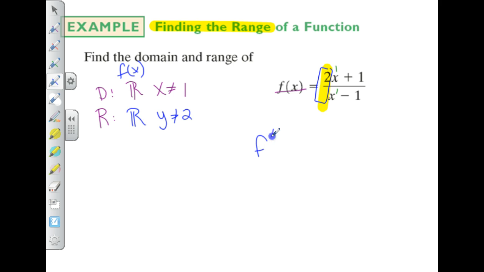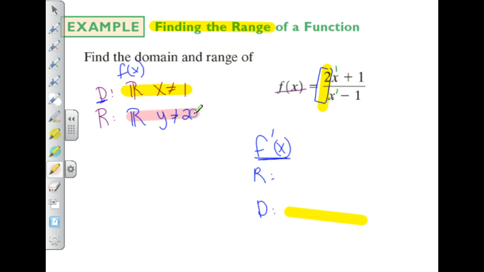To find the domain and the range of the inverse function, you don't have to graph it. You don't need to find the inverse function. All we know is that the domain becomes the range, and the range becomes the domain. That's what inverse means. So this was the domain. It's going to become the range, and this pink was the range.